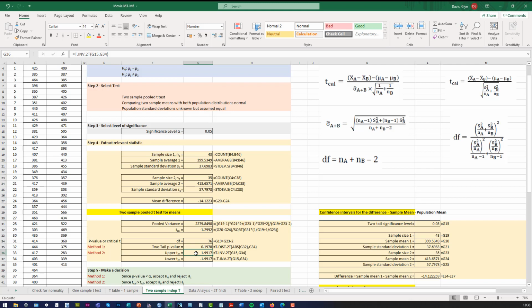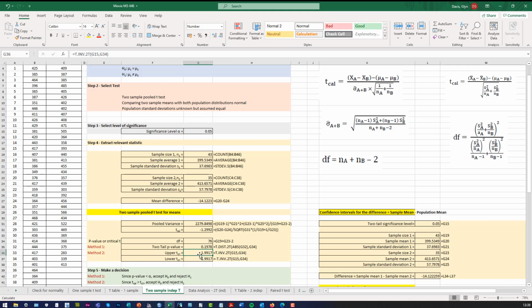So those two decisions should be exactly the same. So the p-value should give you a decision that the null hypothesis is correct, and the critical value compared to the calculated t-value will give you the same outcome.